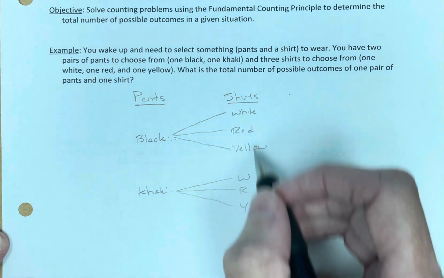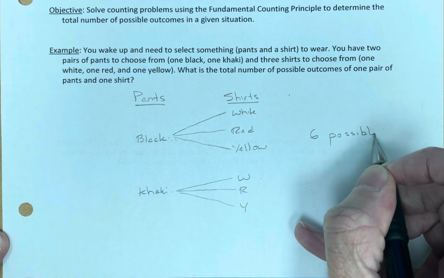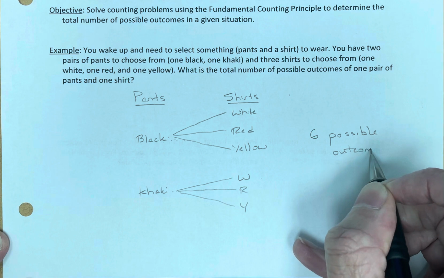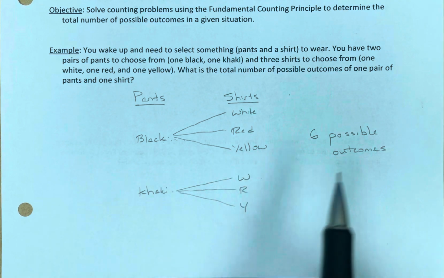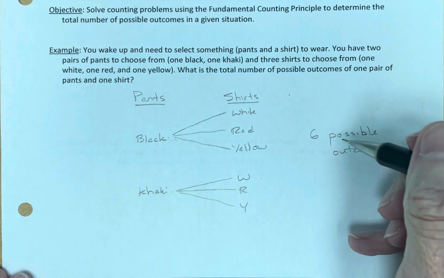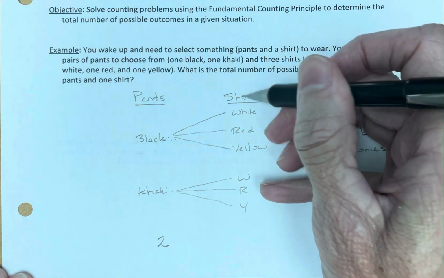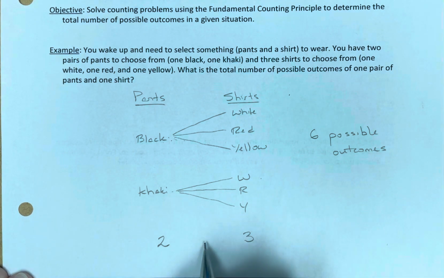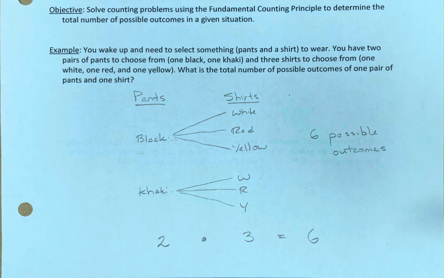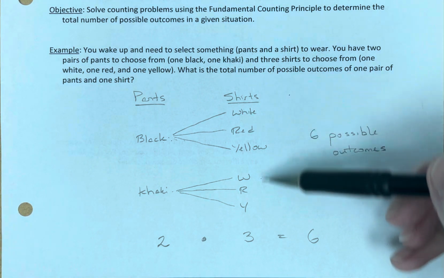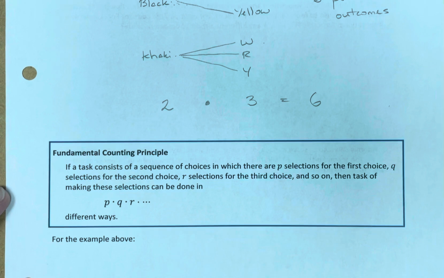In this, and you can see this from our tree diagram, there are 6 possible outcomes. If we were talking about a sample space, we just did that, the black white, black red, black yellow, etc. Let's notice something here. Our choices in pants are 2. Our choices in shirts are 3. If we multiply 2 times 3, we get 6, which is the total number of possible outcomes we got from our tree diagram. And that's the fundamental counting principle, which I have down here for you.